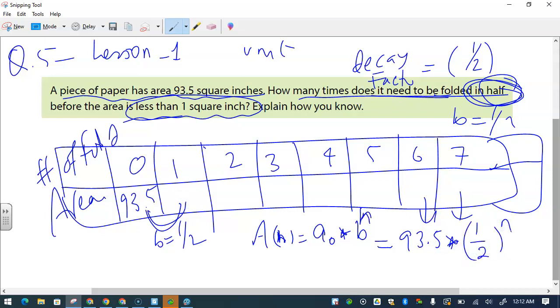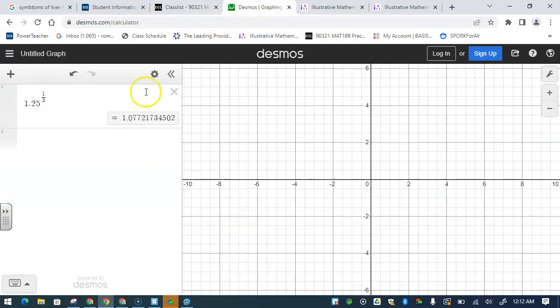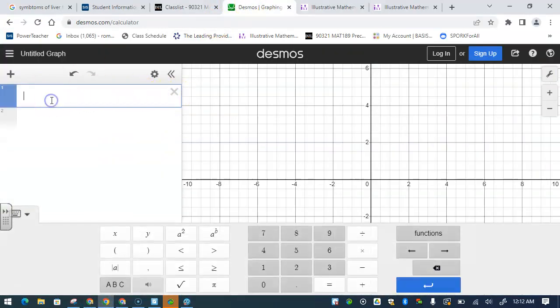So what you can do on the Desmos is go over here and just plug in. There you go. Just take this off. So you're given 93.5, so just type in 93.5 and multiply by 0.5. So if it is one half, instead of half I'll put 0.5.